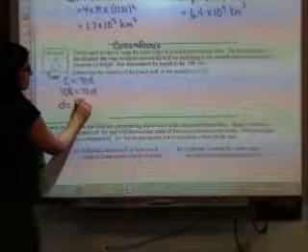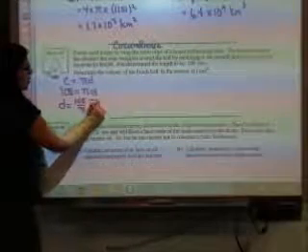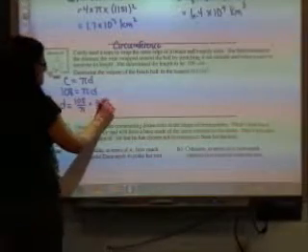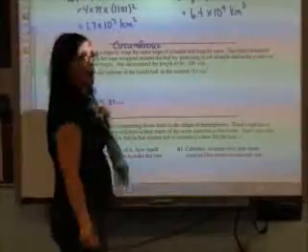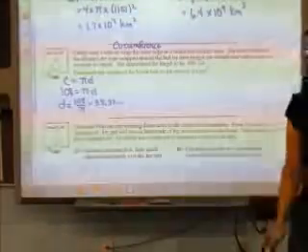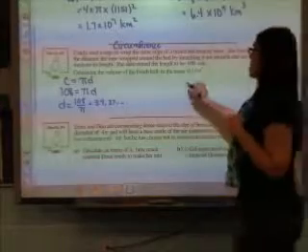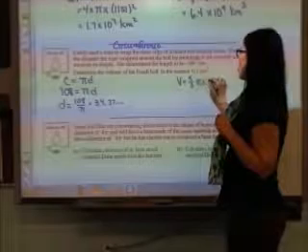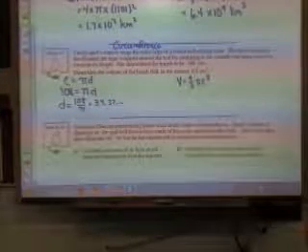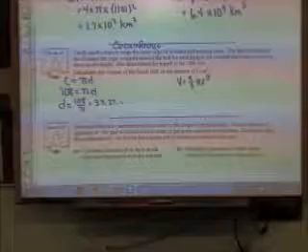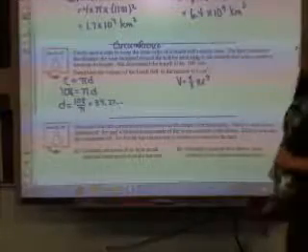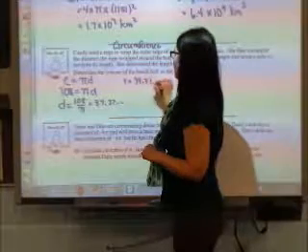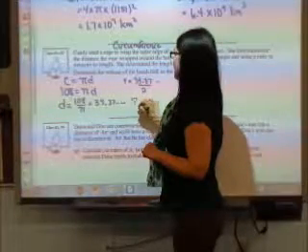34.4. Exactly 34.4? No. 34 point what? 34.3774677. Okay. And then I need to determine the volume. Being 4/3 pi r cubed. What do I have to do with that 34.37 and so on? Divide by 2. Divide it by 2. So that would give me the radius. 17.1887.